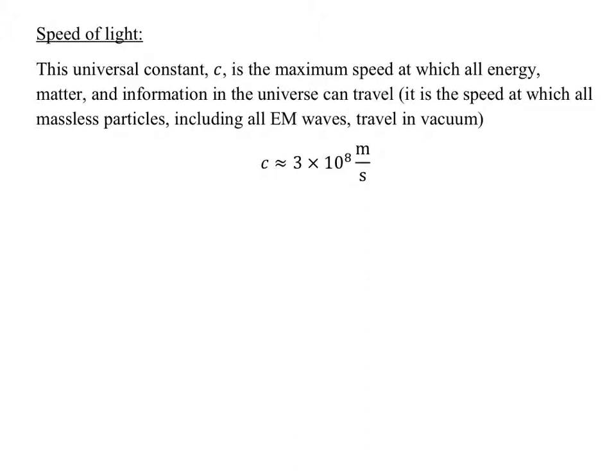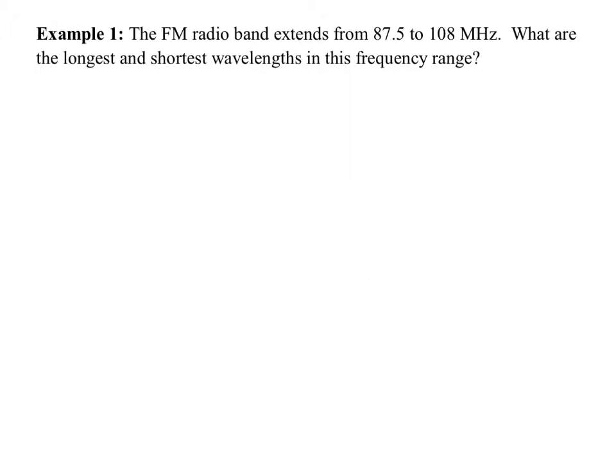So the speed of light is finite, okay? That is a maximum speed that can be attained. We're going to use that idea later when we talk about how light can be bent by different lenses. So the first example is a very simple example. The FM radio band extends over a certain range of frequencies. What are the longest and shortest wavelengths? The first thing you have to recognize is that the velocity of all EM waves is the speed of light. This is going to be on your formula sheet. You don't have to memorize it, but if I don't give it to you in the problem, you should know.